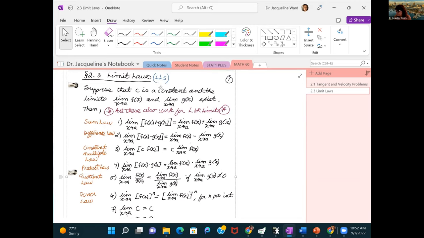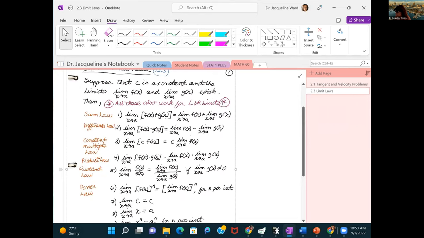So the limit of a product, the limit of f times g, is the product of those two limits, the limit of f times the limit of g. And the quotient law: the limit of a quotient is the quotient of the limits, as long as the limit of the bottom is not zero, because you can't divide by zero ever. And then there's a power law. The limit of a function raised to a power is the same as raising the limit to the power, as long as that power is a positive integer.